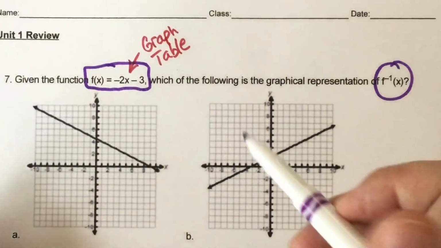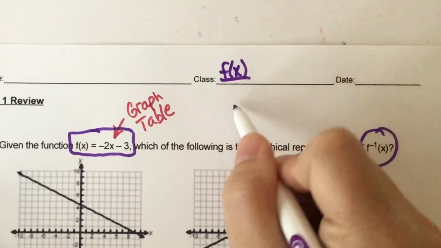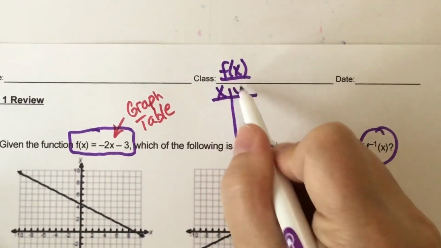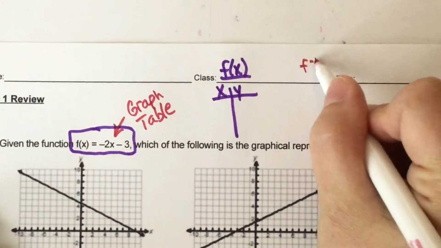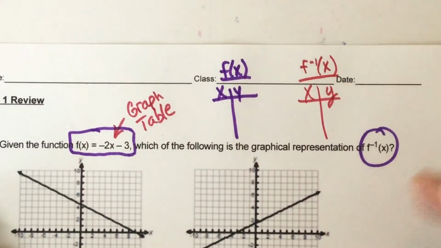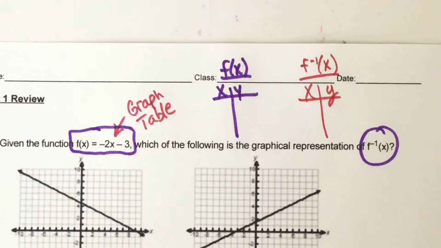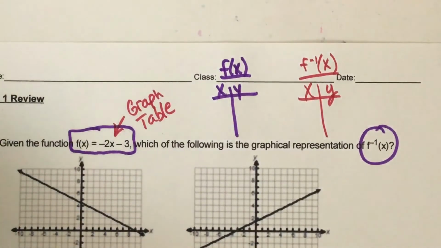Okay, so I'm just going to get ready here. So first I'm going to have a table for f of x. And then I'm going to have a table for the inverse of f of x. So we have to do a lot of flippity-floppities. Okay, so I'm going to go to my graphing calculator and I'm going to put this equation in.